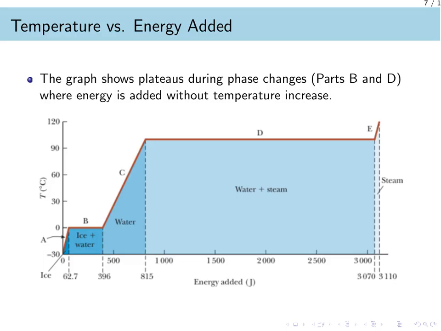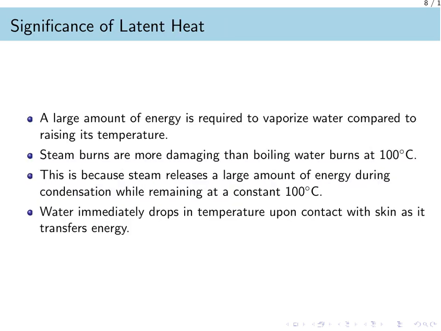The diagonal lines, labeled A, C, and E, show the periods where the substance exists in a single phase: ice, water, or steam, and the added energy results in a steady increase in temperature. The long plateau for vaporization highlights just how much more energy is needed to turn liquid water into gas compared to simply warming it. The high latent heat of vaporization for water has significant practical implications, particularly regarding safety.